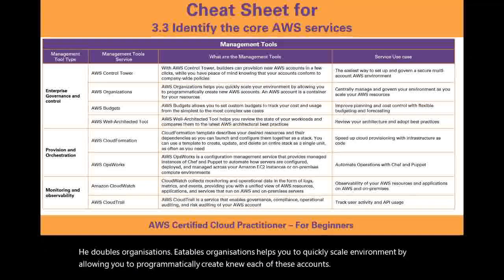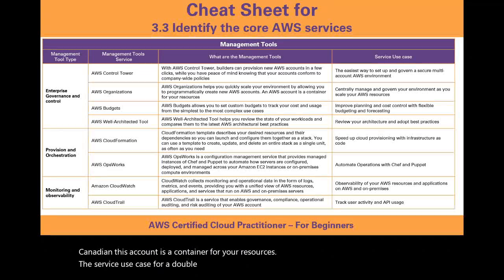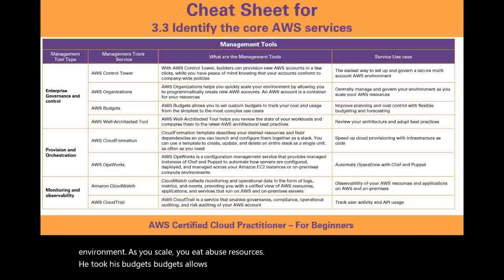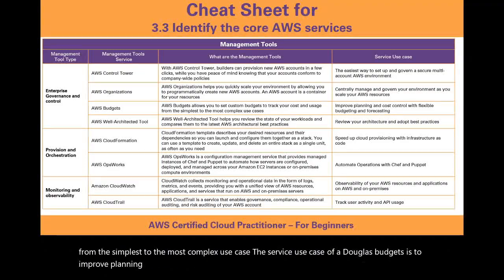An AWS account is a container for your resources. The service use case for AWS Organizations is to centrally manage and govern your environment as you scale your AWS resources. AWS Budgets. AWS Budgets allows you to set custom budgets to track your cost and usage from the simplest to the most complex use case. The service use case of AWS Budgets is to improve planning and cost control with flexible budgeting and forecasting.